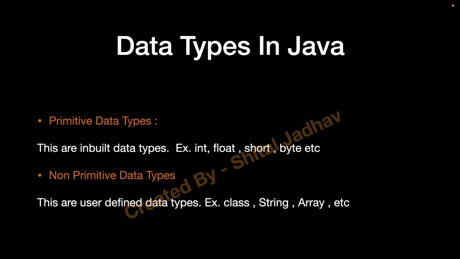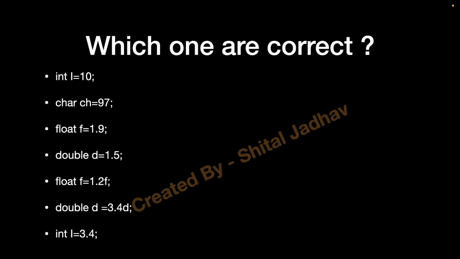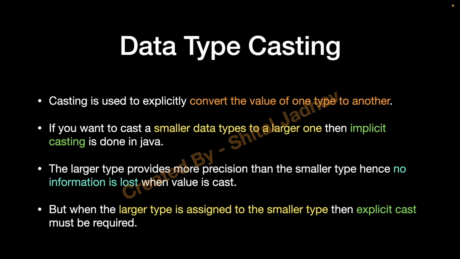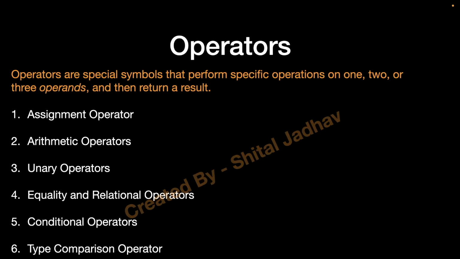So in the last video we talked about the data types in Java. Then we covered casting, and in casting we saw what is implicit casting and what is explicit casting. Now in today's video we will talk about the operators in Java. Okay, so what is an operator?